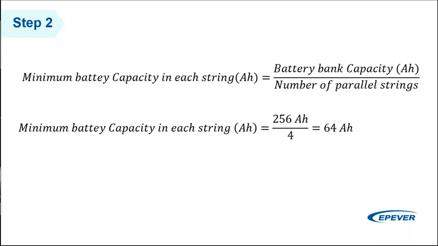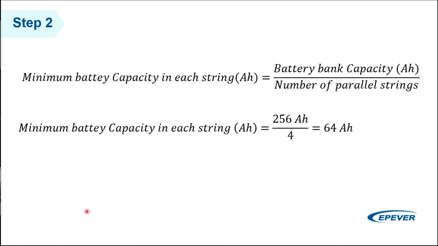The minimum battery capacity in each string is the battery bank capacity divided by the number of parallel strings. I know that I'm using a 48 volt system, and based on my knowledge about batteries, I know that I can put 4 of them in parallel together. So this formula indicates that the minimum battery capacity in each string should be about 64 amp hours.